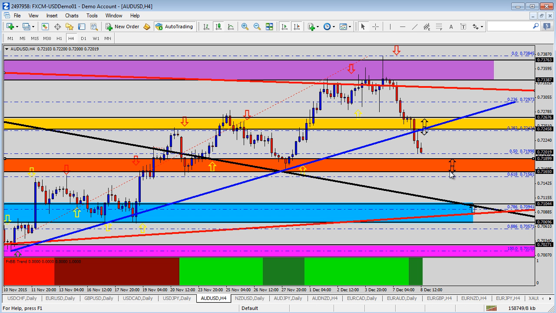Zoom it out one time. Again, the orange zone becomes your next clue. You're watching for support here. Potential clues to reversal here into the 7200 level sends it back up to the yellow zone.